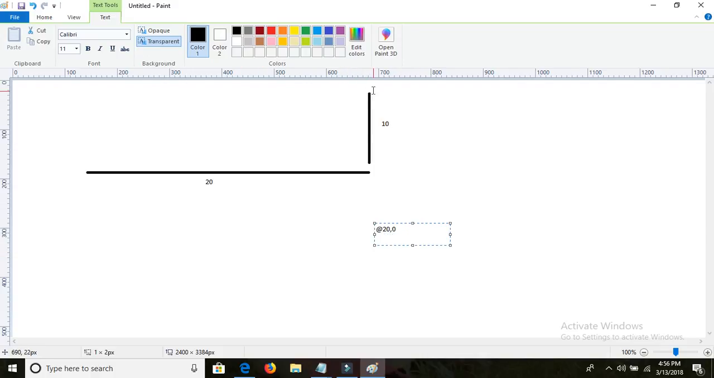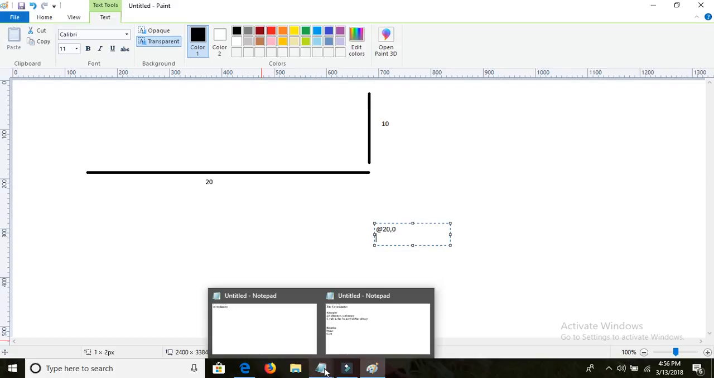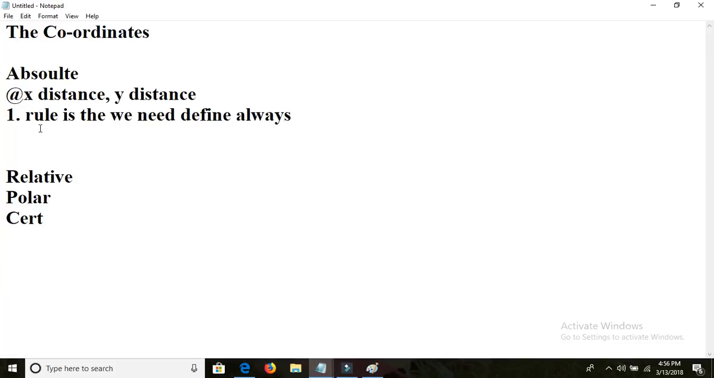Okay, done. Now I want to draw the next line segment. You can observe, see friend, this line segment starts from this point, but what is the actual rule I told you? The rule is we need to always define the origin.